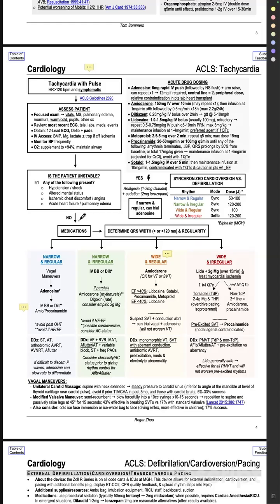Are they warm or cold? Are their pupils dilated or constricted? And any other symptoms. You review their most recent ECG, any telemetry, labs, meds, events. You obtain a 12-lead ECG, get the defibrillator and pads ready to go.